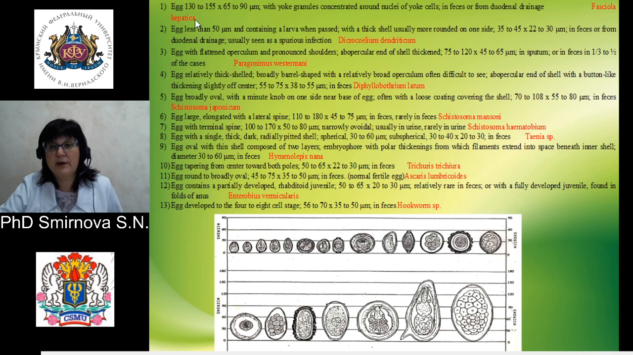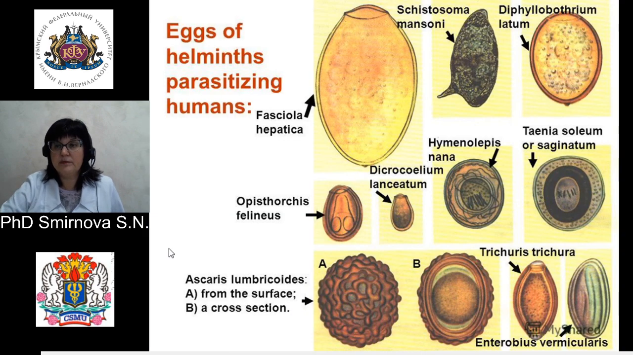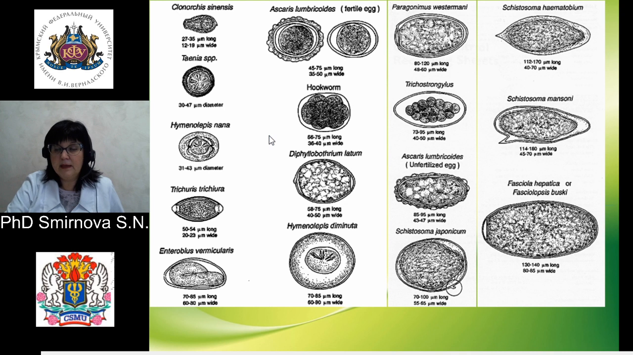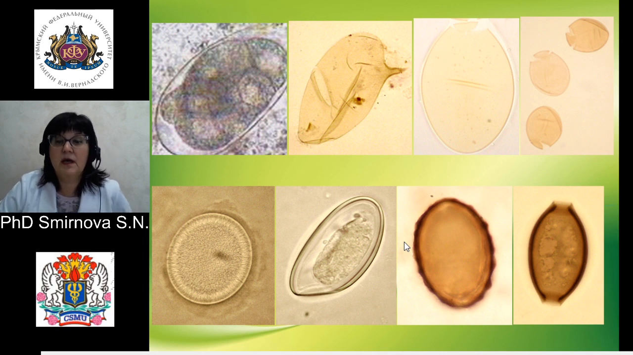For example, Fasciola hepatica has a characteristic size for the egg of this parasite. Many parasites are presented on this slide. Then the next slide contains only a photo of the egg and the name of the parasite. The next slide contains information about the next eggs, short information and a scheme of the structure of this parasite.